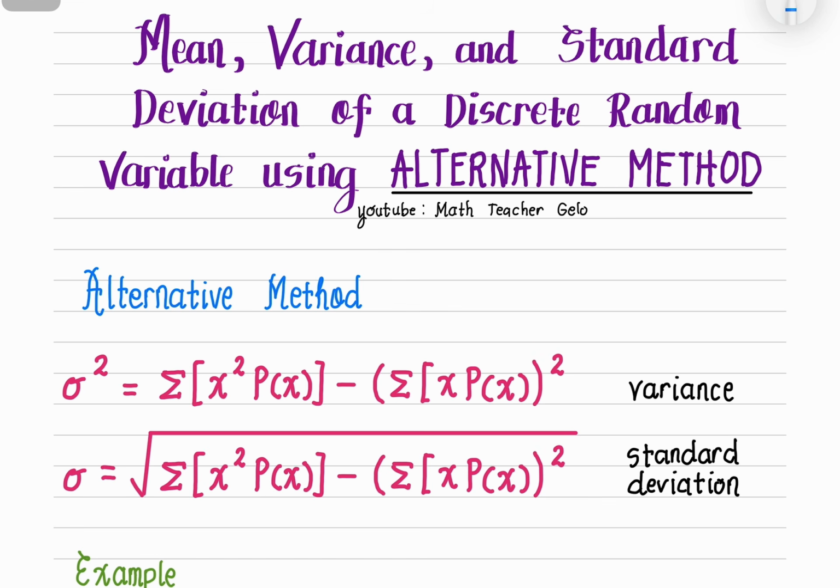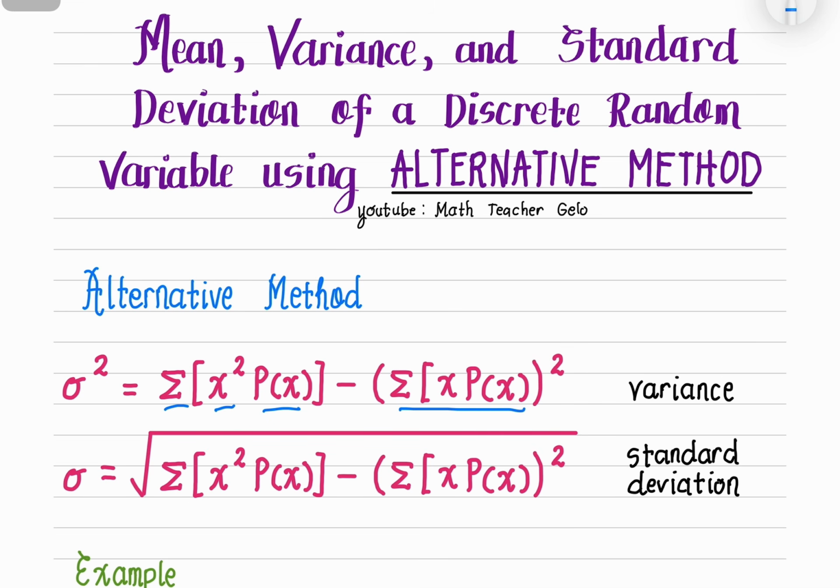For today's video, I will show you how to find the mean, variance, and standard deviation of a discrete random variable using an alternative method. The variance of a discrete random variable can also be determined by subtracting the square of its mean. So class, ito yung mean natin. So we need to square it from the summation of the products. Ito yun class. The products of the squares of the outcomes and their corresponding probabilities. So this is how we solve or obtain the variance.